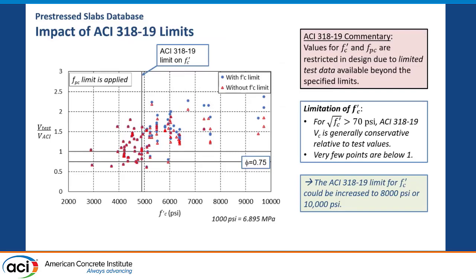As mentioned previously, the ACI limits the compressive strength of concrete to be used for calculation of punching shear strength at 4,900 psi. The figure compares the shear strength ratio calculated using the ACI provisions with the f'c limit and without the f'c limit. It was found that the level of conservatism, even though it decreases when the measured values of compressive strengths were used, no additional points fall below the 1.0 line, which indicates that the ACI limit for f'c could be increased to 8,000 psi or 10,000 psi.